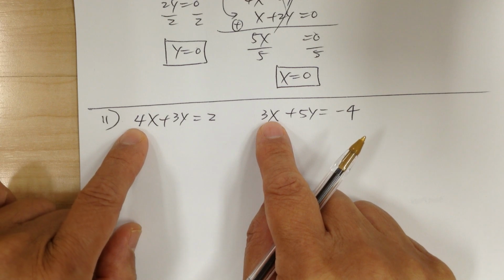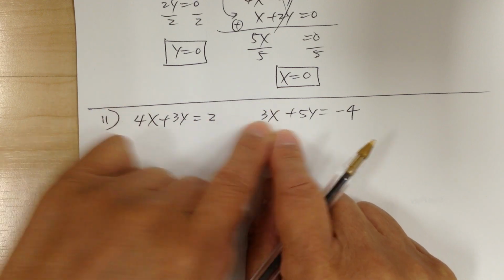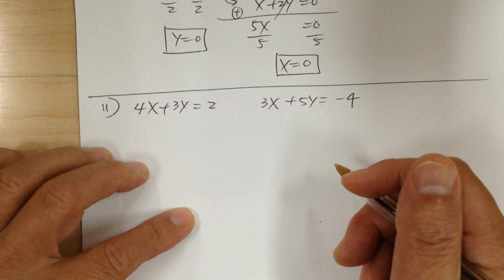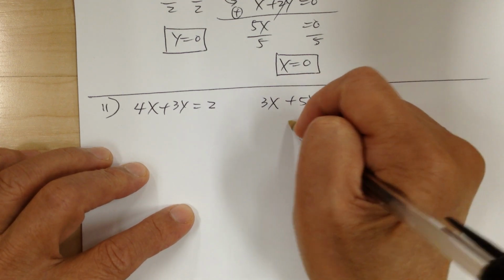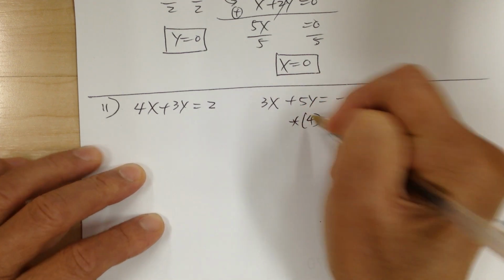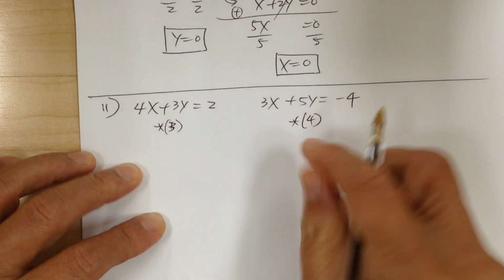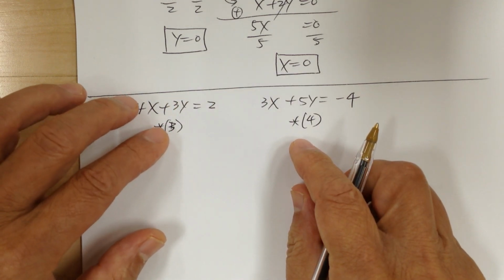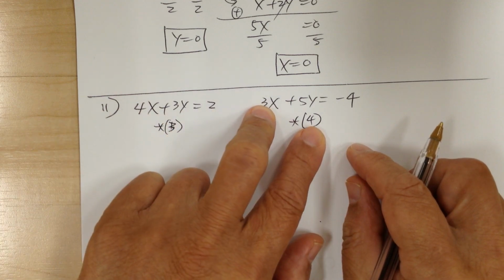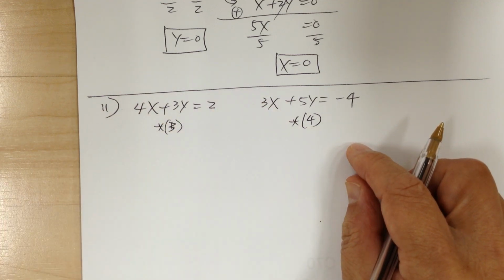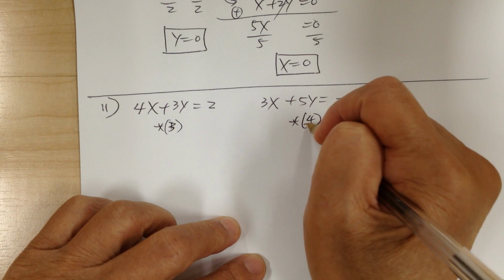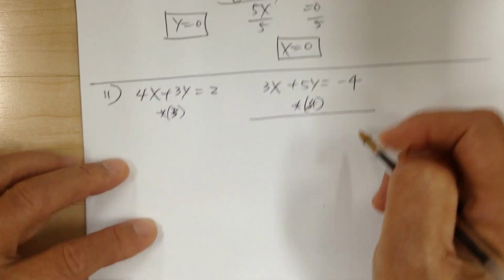Again, to eliminate something, I need to make them opposite. But right now the numbers are all messed up. So what you do is you just cross multiply. That's the easiest way to do it. So I'm going to multiply this by 4, and multiply this by 3. First, I need to get the number the same. So when I multiply, this will give me 12x, this will give me the 12x. But I don't want to make them the same. I want to make them opposite. So I'm going to multiply by negative 4.